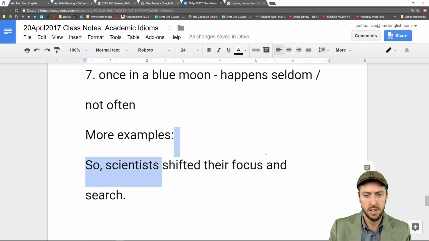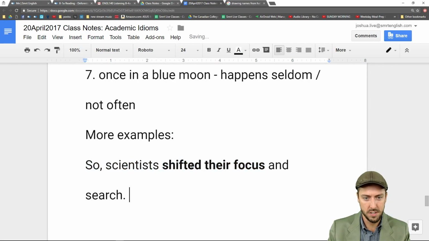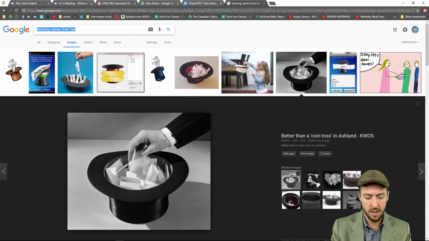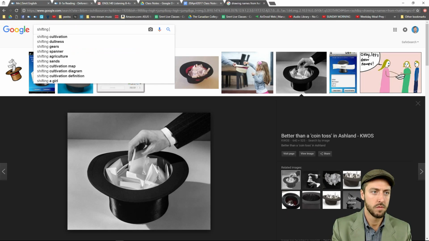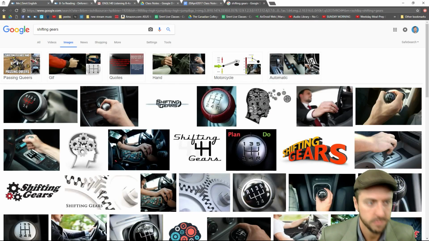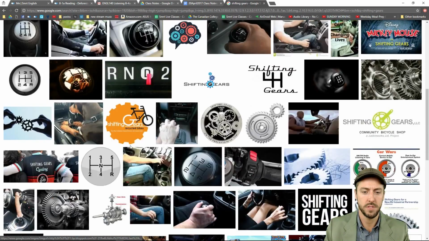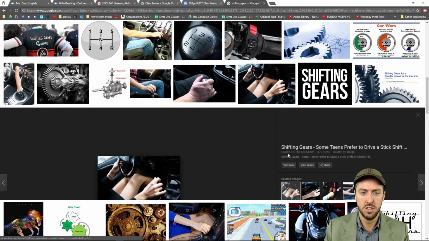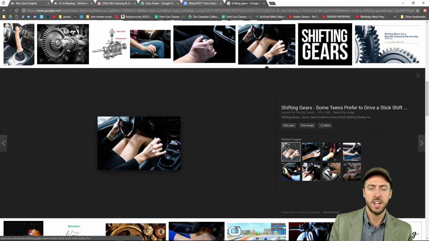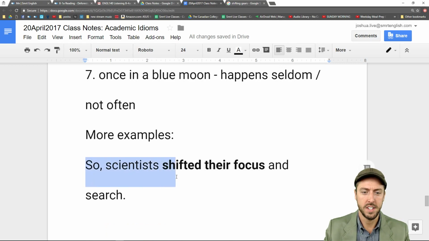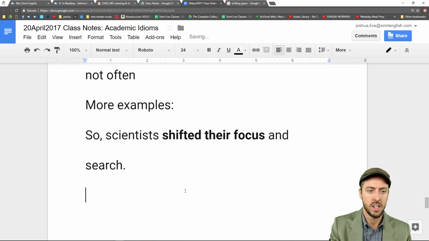Scientists shifted their focus. So shift is a verb that we think of when we think of cars. Shifting gears. Okay. This is a manual transmission. It's a car where you would shift gears, and we change gears from first to second to third to fourth, reverse, whatever. So we're shifting gears, right? So scientists shifted their focus and research.